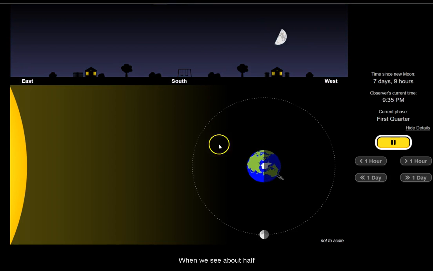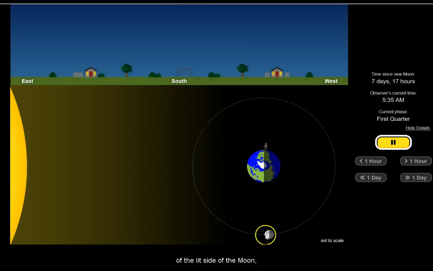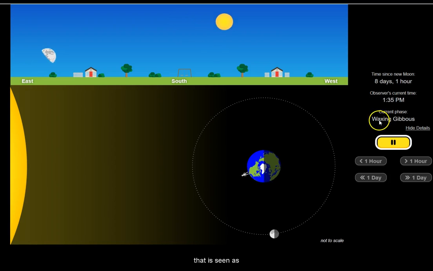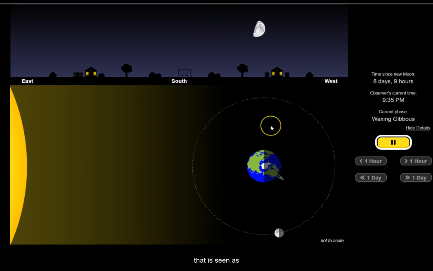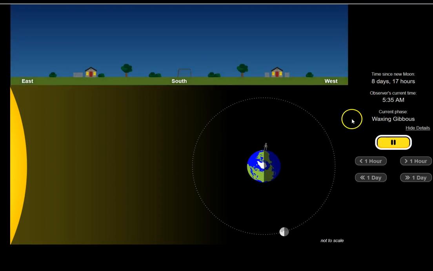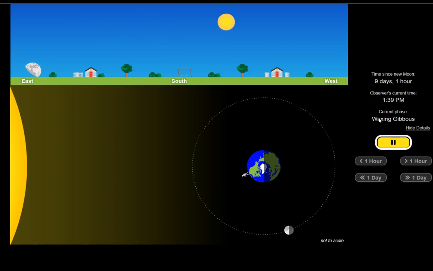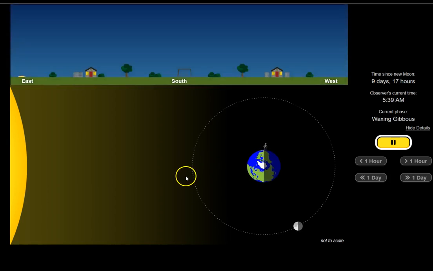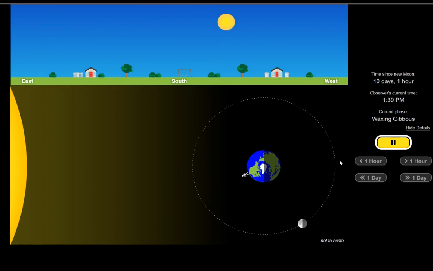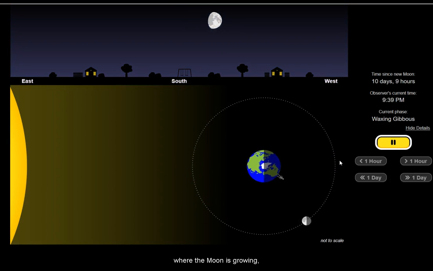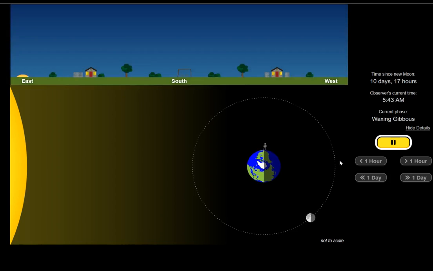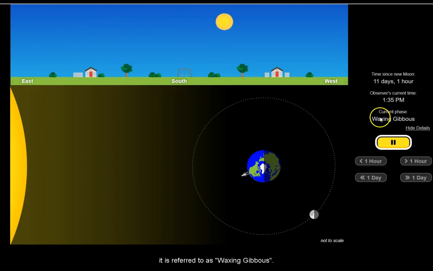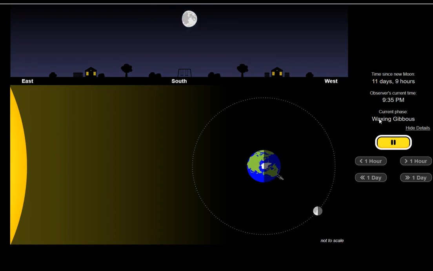When we see about half of the lit side of the moon, that is seen as first quarter, which is then followed by gibbous moon. Specifically, on this half of the orbit, where the moon is growing, it is referred to as waxing gibbous.